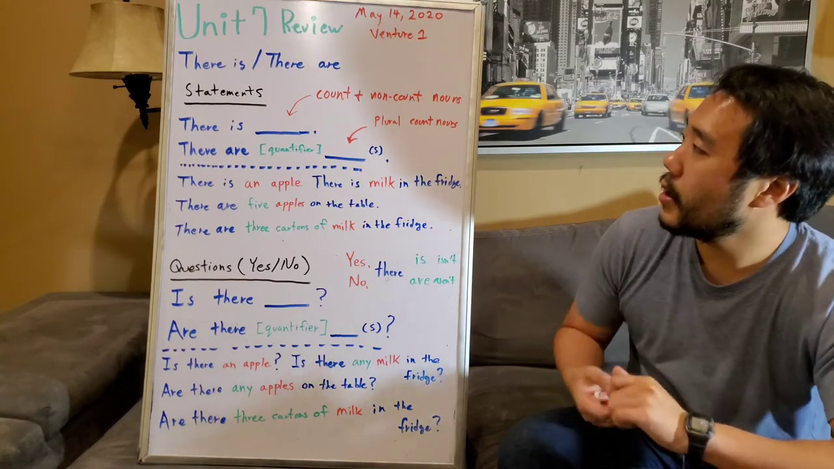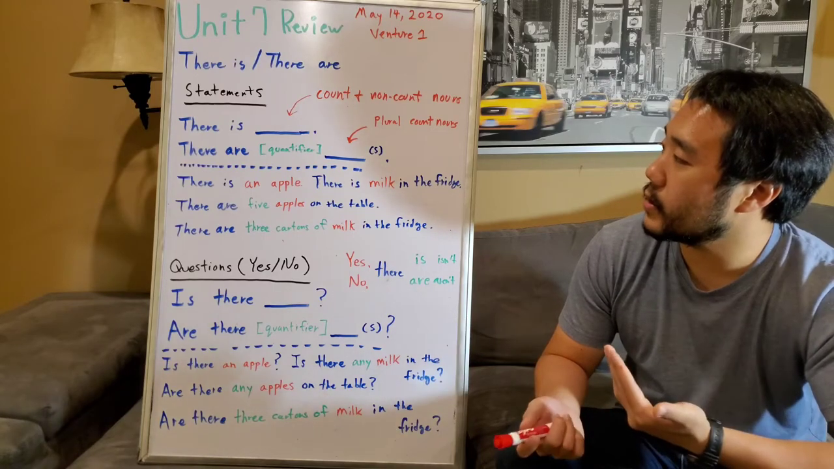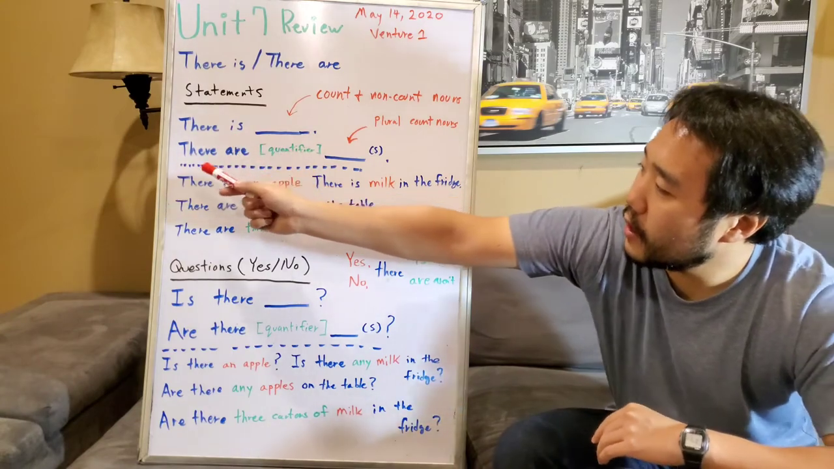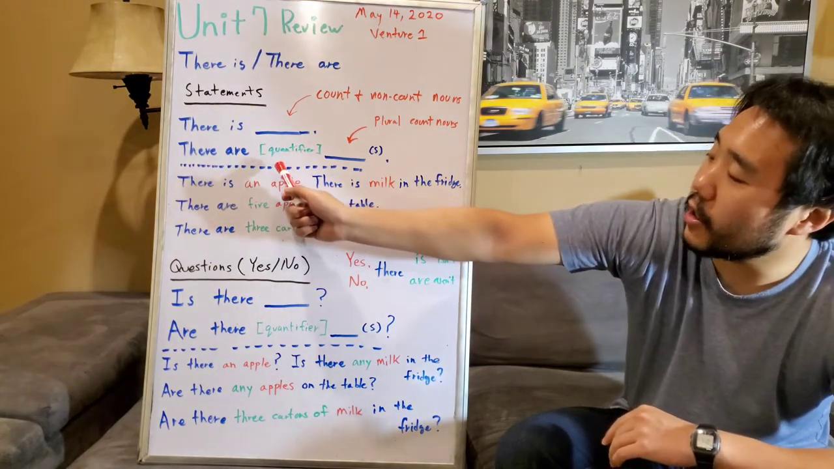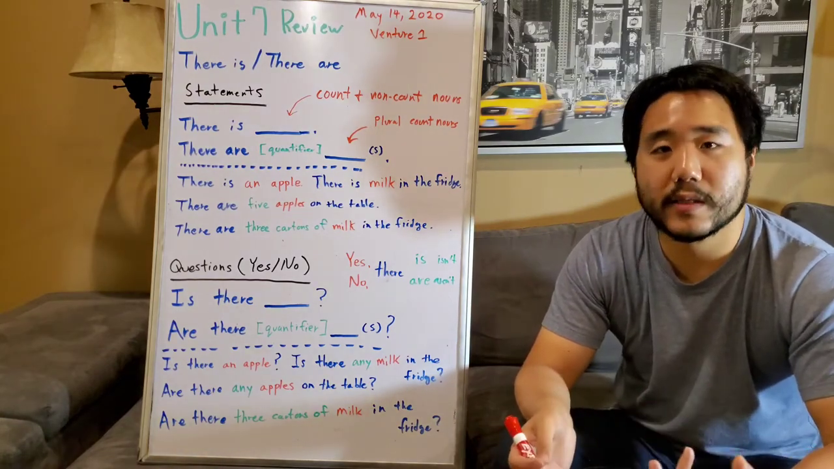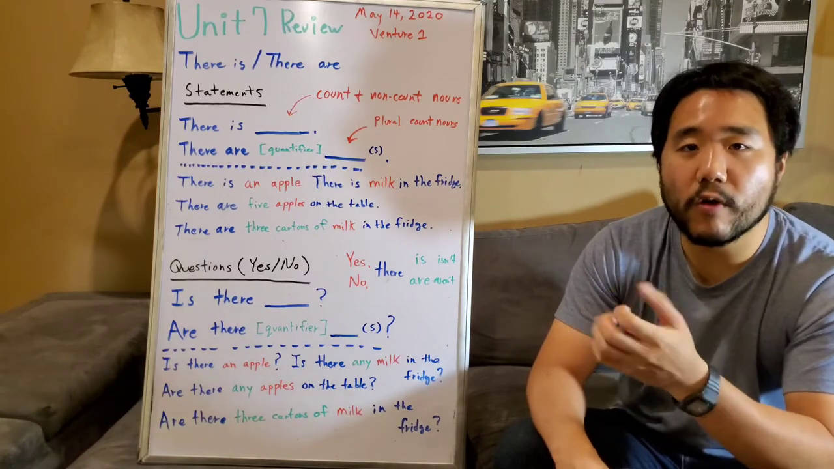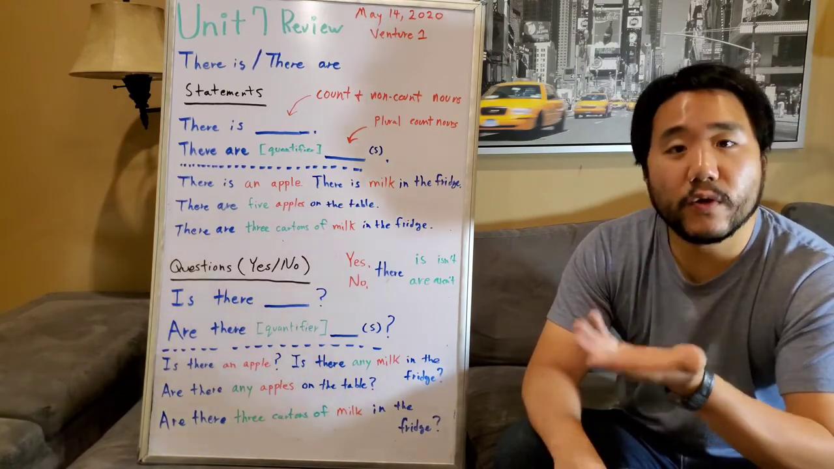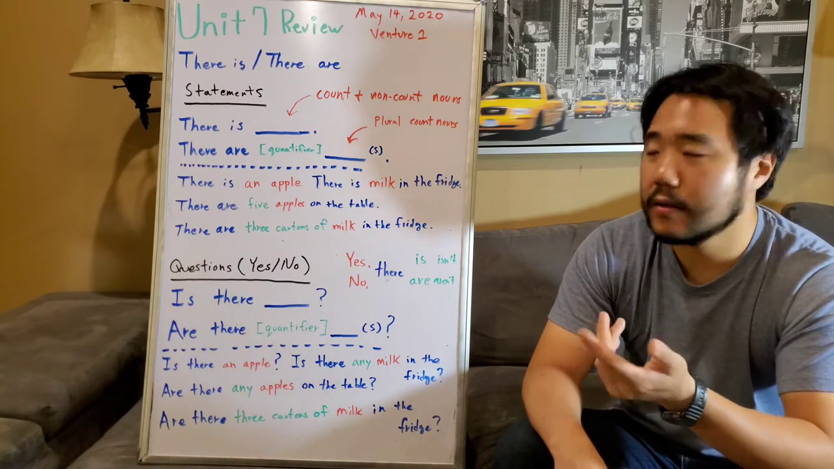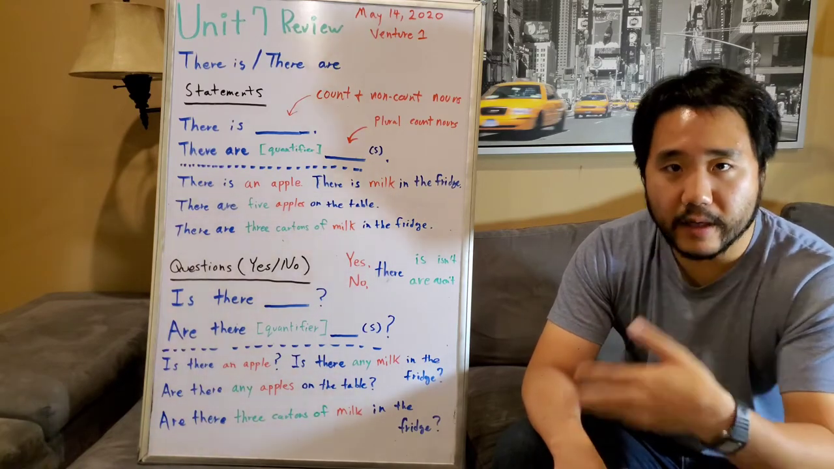In order for us to make statements, we have there is blank, there are, here I put quantifier. Remember, quantifier we use to express certain amounts. So it could be numbers, a specific number. It could be 3, 4, 5, or we could say a few, several, many, and a lot of, etc.